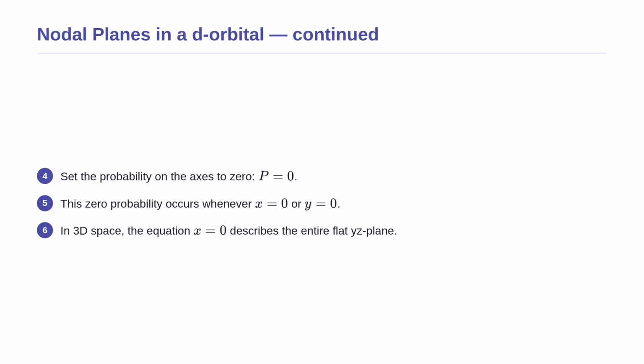Building on that setup, we need to translate those zero probability axes into 3-dimensional planes. The probability drops to 0 whenever the x-coordinate is 0 or the y-coordinate is 0 because the lobes never actually touch the axes. In a 3-dimensional coordinate system, the equation where x is 0 describes the entire flat yz plane. Therefore, the yz plane is our first nodal plane.